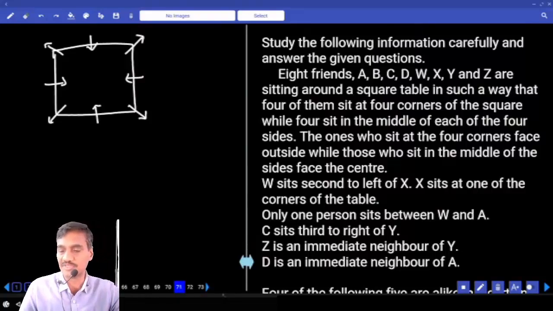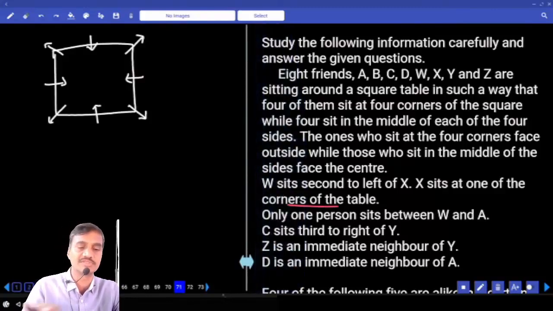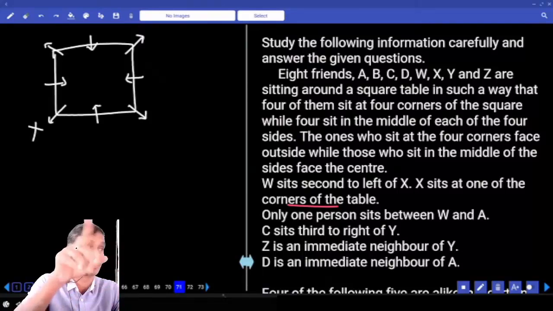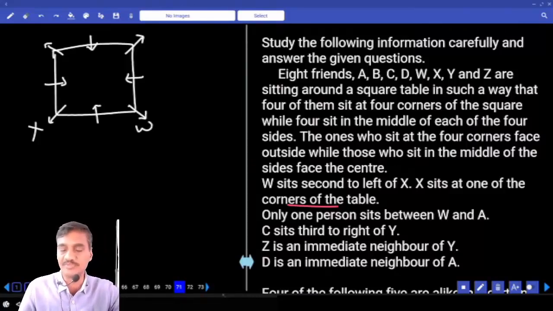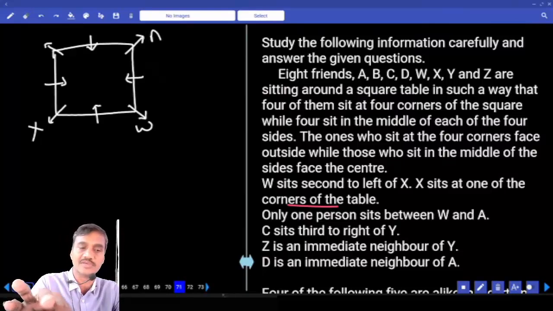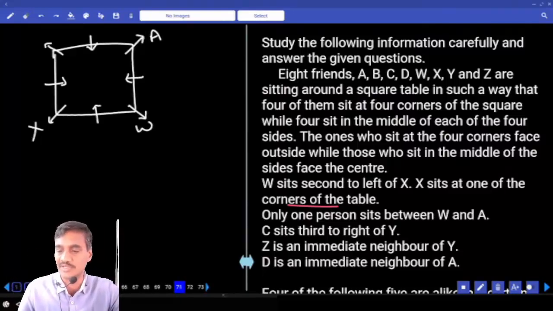First information: W sits second to the left of X. X sits at one of the corners of the table. As X is at one of the corners, we can fix X at any one of these 4 corners. And W sits second to the left of X, so W must be at this place. Next, only one person between W and A, hence A must be here.